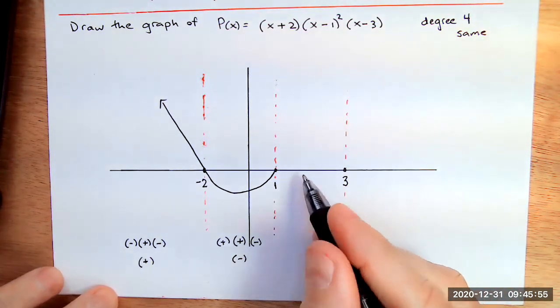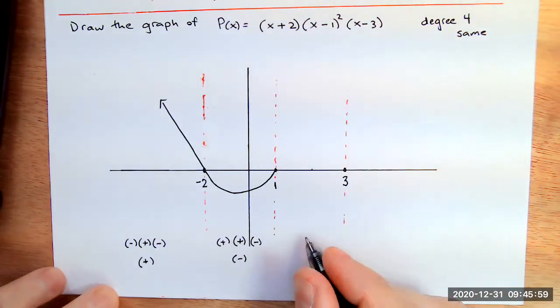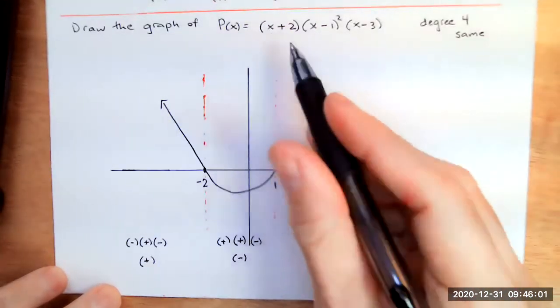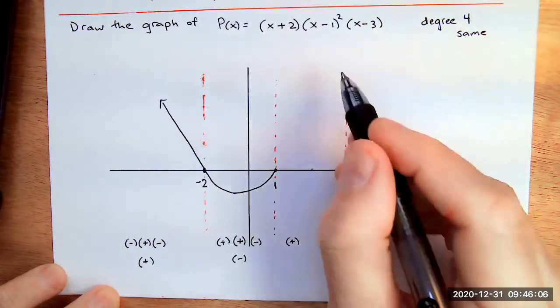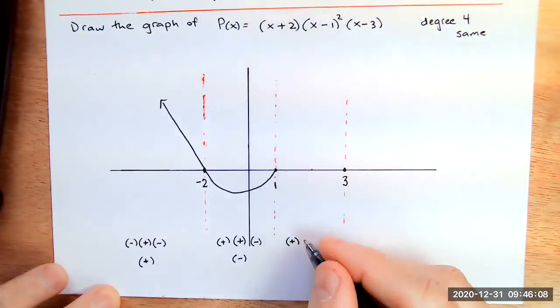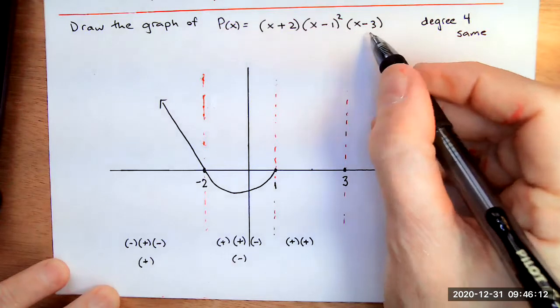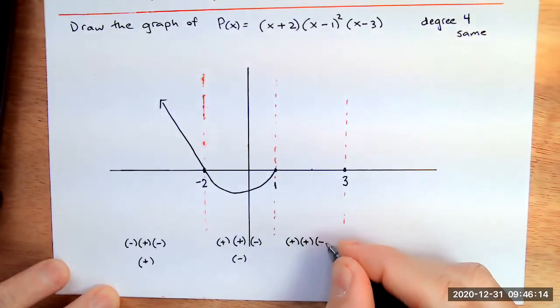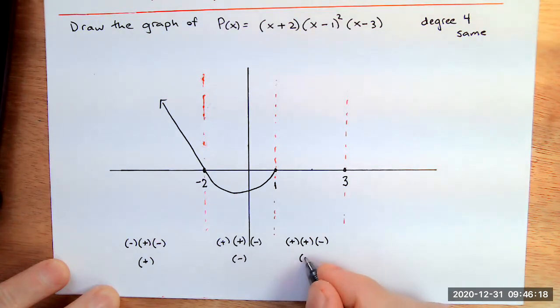And then between 1 and 3, we could plug in 2. 2 plus 2 is positive. 2 minus 1 is positive, and then you square it, that stays positive. 2 minus 3 is negative. So positive times a negative is negative.